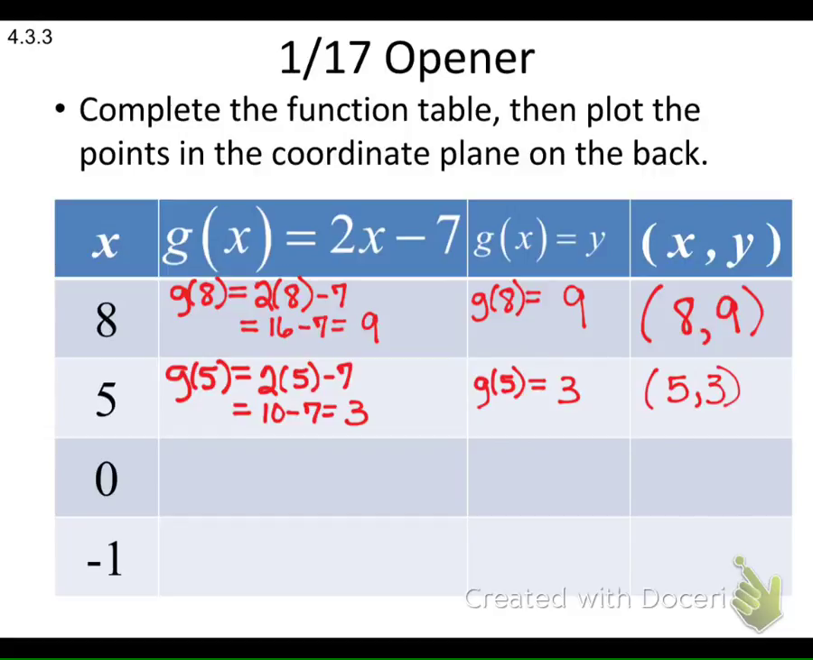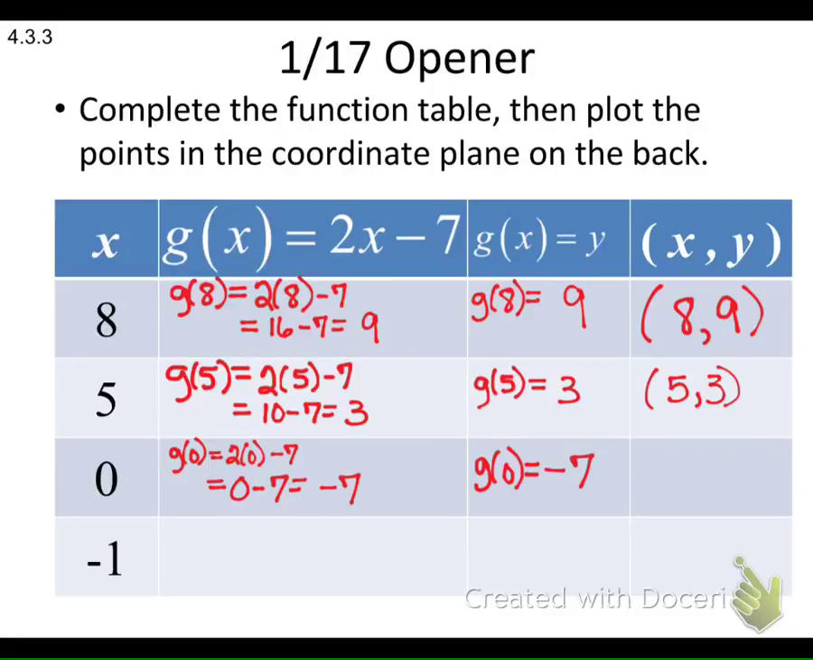All right, next part. So now I'm doing the function of what? The function of 0 equals 2 parentheses 0 minus 7, which is 2 multiplied by 0, which is 0. Subtract by 7. So you get negative 7. And then go to the output box and put function of 0 equals negative 7.